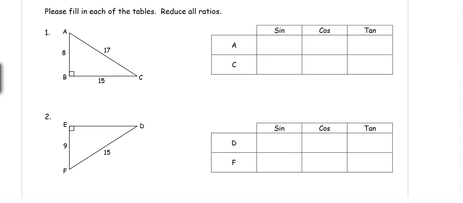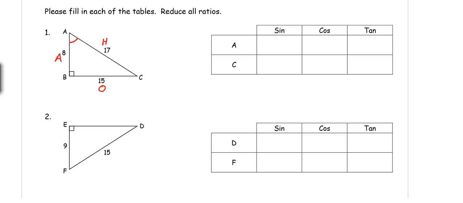So number one, we are given a triangle and we're given two angles. So first we're going to start with the reference angle A. So based on angle A, across from my angle is my opposite side. Across from my right angle is my hypotenuse. And my side next to the angle is my adjacent side.